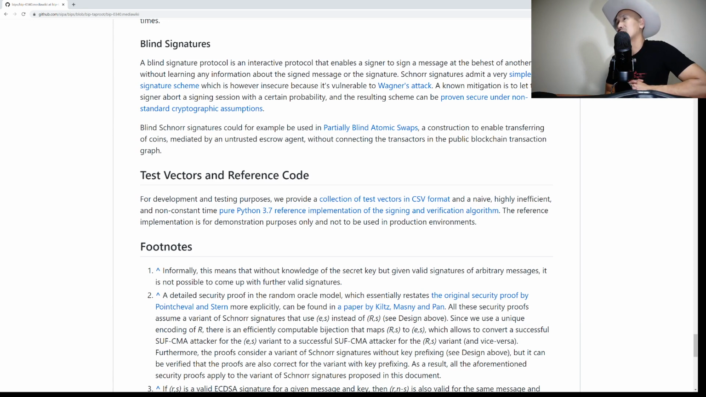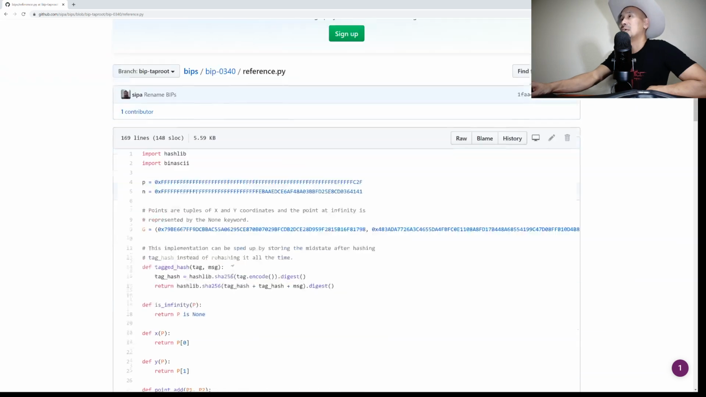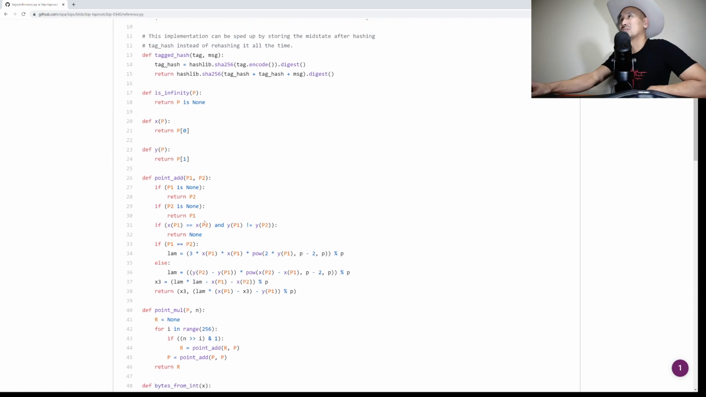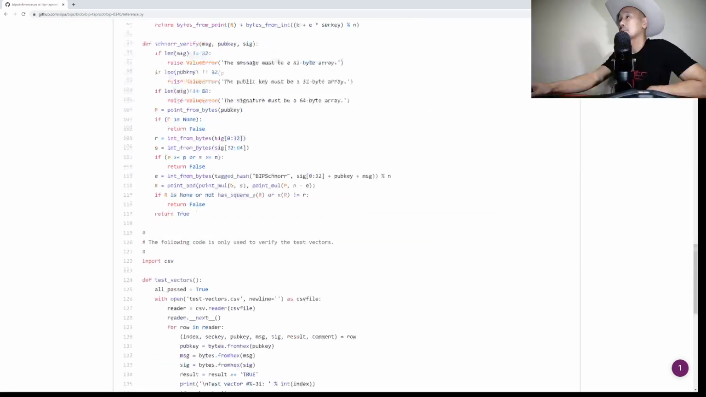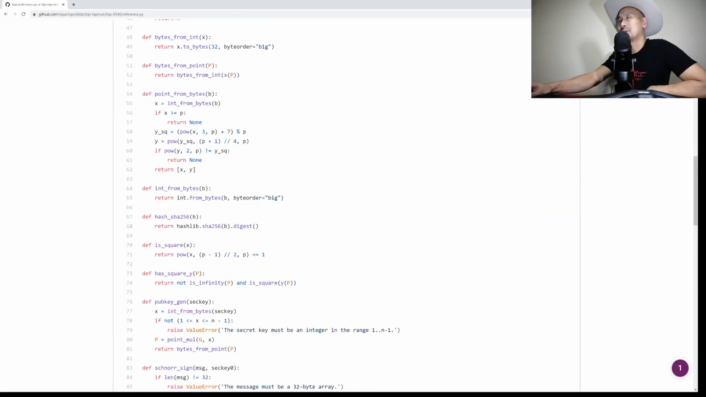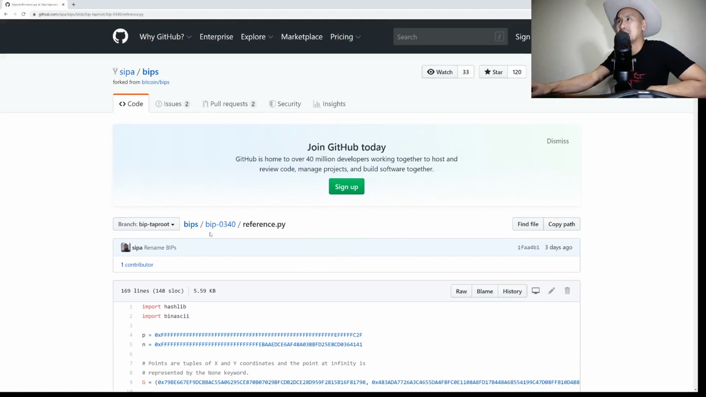Test vectors and reference code. For development and testing purposes, we provide a collection of test vectors in CSV format and a naive, highly inefficient, and constant time pure Python 3.7 reference implementation of the signing and verification algorithm. The reference implementation is for demonstrative purposes only and not to be used in production environments. So here is the reference.py. Yeah, so all of the functions are essentially put in here. I should probably incorporate it into my library at some point. But yeah, it's very good.